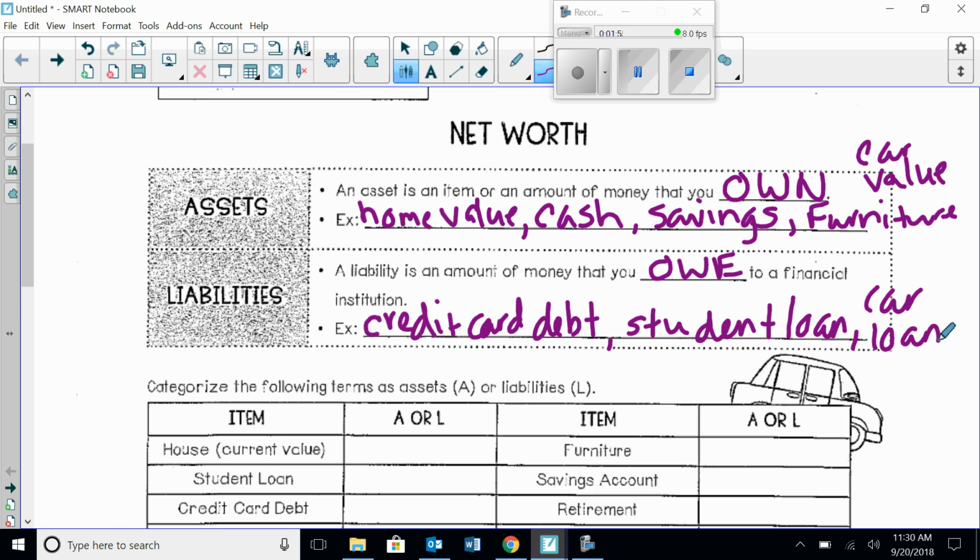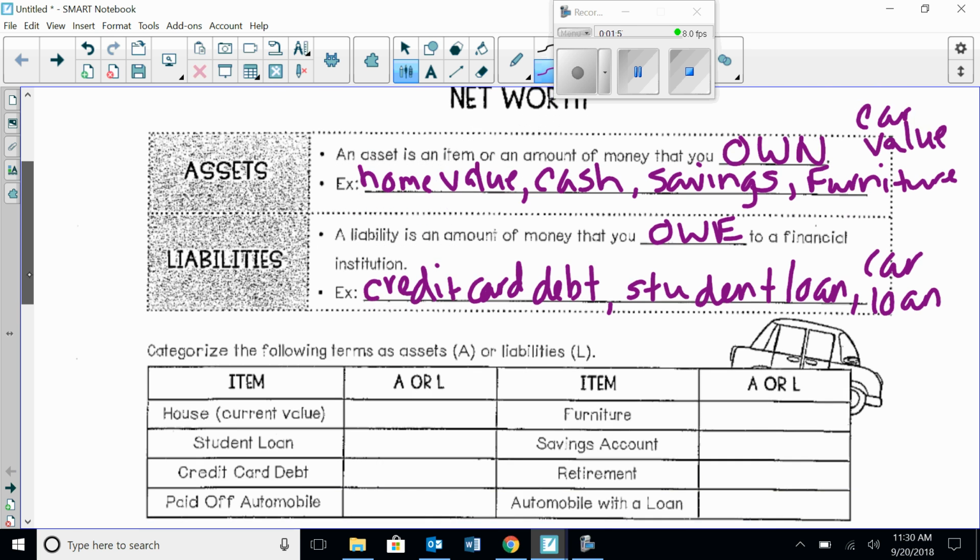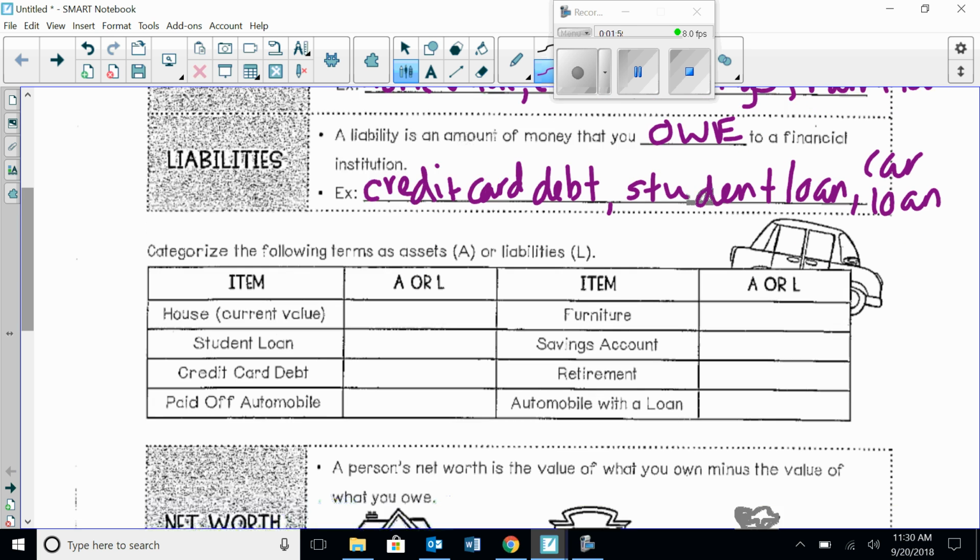Okay, so this next piece, we are going to categorize these items as either an asset or a liability. So a house, the current value, so that means what you could turn and sell it for, that's going to be an asset. A student loan is a liability. Credit card is a liability. And a paid off automobile, that is the key word, paid off, so that means that it is an asset. You could turn around and sell it.